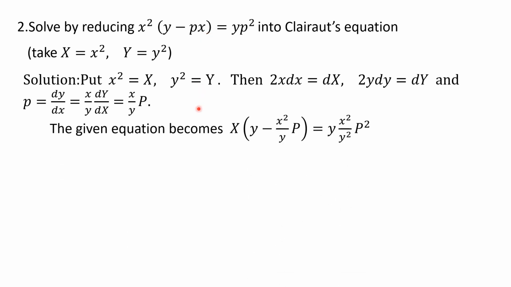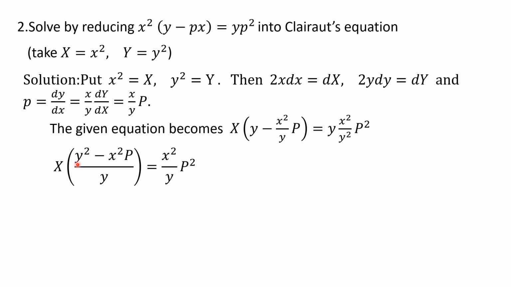Once you get y square and x square back, you can substitute in the new variable. So the given equation is x square is x into y minus p, means here x by y p into x is there, that becomes now x square by y p is equal to y p square. So square of this, x square by y square p square. So we can take the LCM and we can simplify. So which gives x into y square minus x square p by y equal to x square, here one y gets cancelled, by y p square.